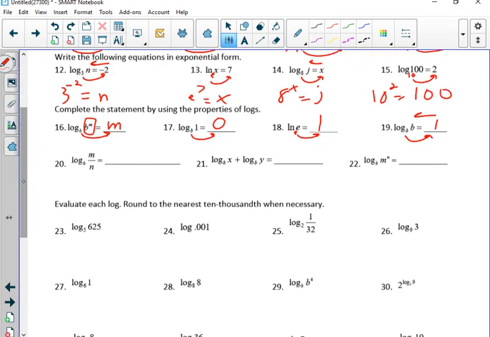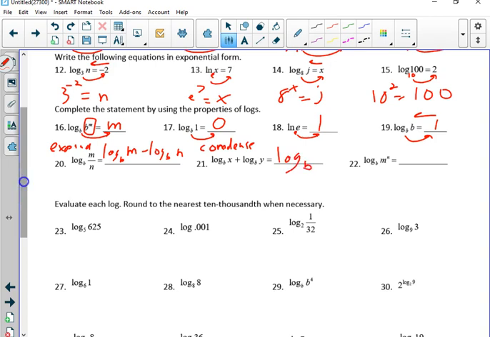20 is an expansion problem. Okay? We're expanding. Log b to the m minus log b to the n. Division means subtraction. Now this is a combined problem, or condense, sorry. Condense. So we're only going to write log once.